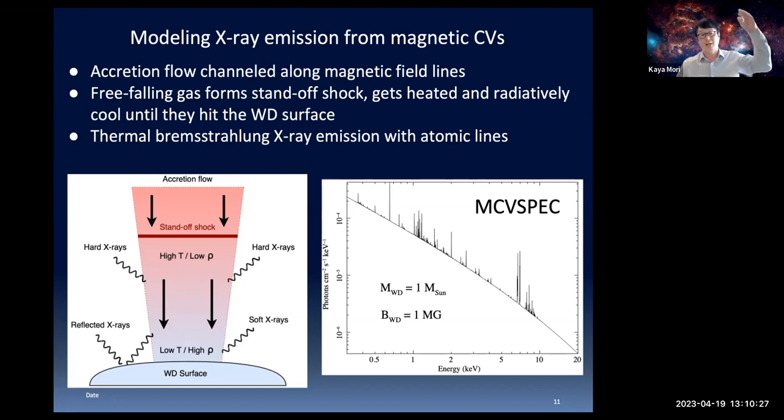What we did is solve the differential equations to obtain the temperature and density profiles in this accretion column, from the standoff shock all the way down to the white dwarf surface. And then we integrate the X-ray emissivities to obtain the spectrum like this. This spectrum is actually sensitive to the white dwarf mass and some other factors, like the magnetic field.